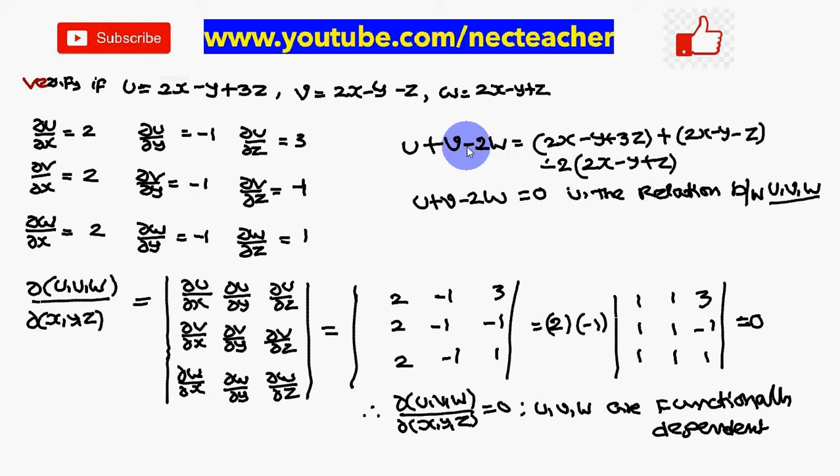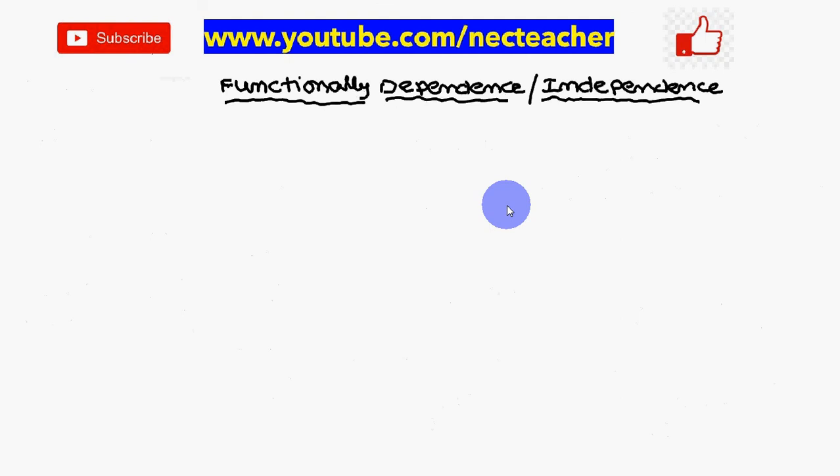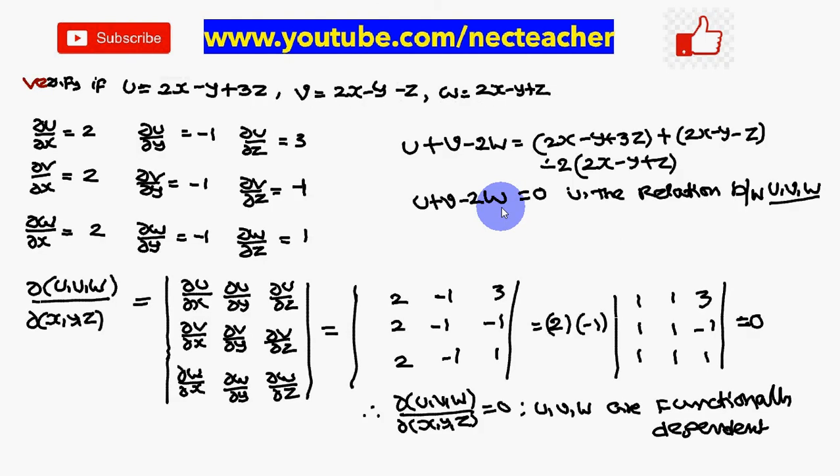What is the relation between them? Consider u plus v minus 2w. If you add all of that, you are going to get 0. Therefore u plus v minus 2w is equal to 0 is the relation between u, v, w. This is about the concept of functionally dependent and independent functions. Thank you.